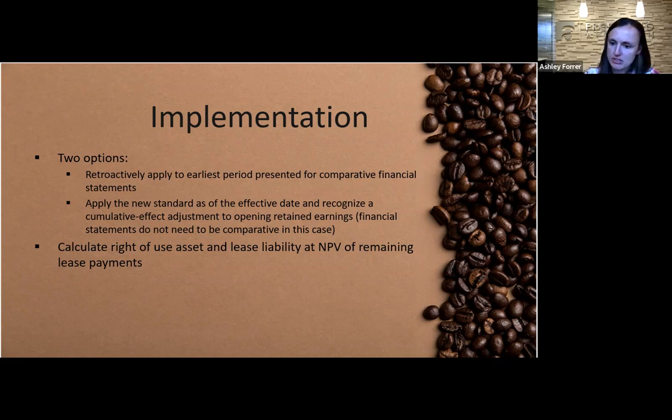And in this case, your financial statements aren't going to be comparative because one year is going to show a big right of use asset and lease liability and the other won't. And that's okay under the standard. They allow us to do it that way.